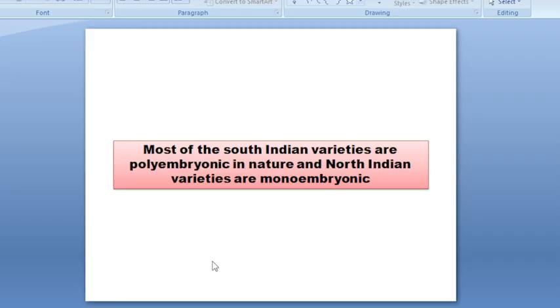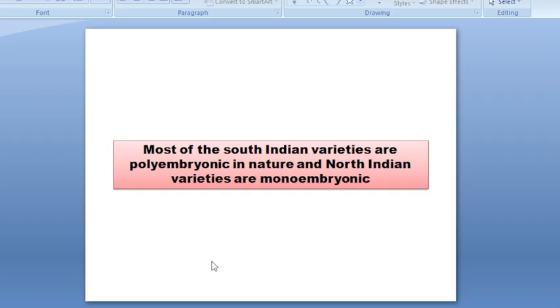In most cases, South Indian varieties are polyembryonic and North Indian varieties are monoembryonic. Polyembryonic, I think you might have heard the term. From a single seed, we can produce more than one seedling, as it has the ability to produce more embryos. All the seedlings produced from polyembryony will have uniform nature and the same genetic characteristics. So this is an advantage in crops like mango, even jamun. We can see the polyembryonic nature. Most of the South Indian varieties are polyembryonic.